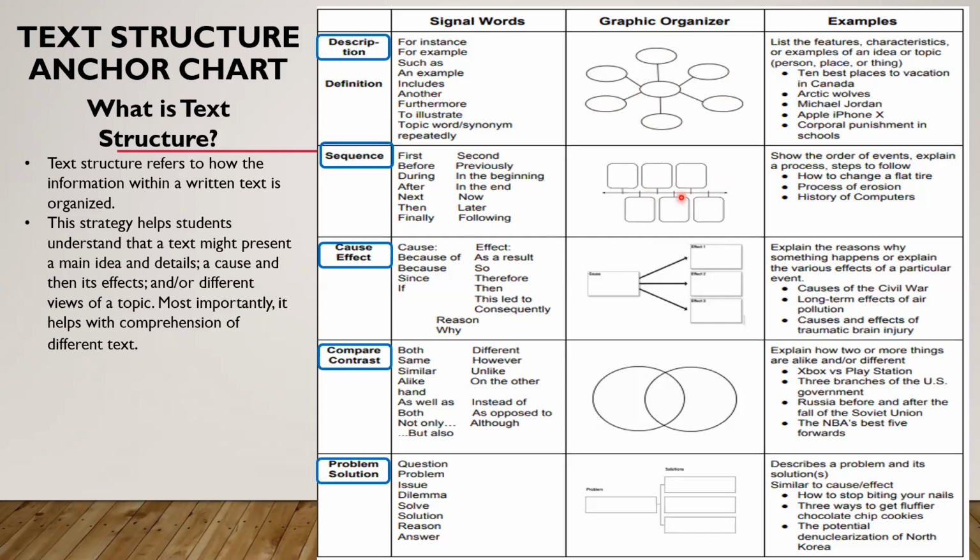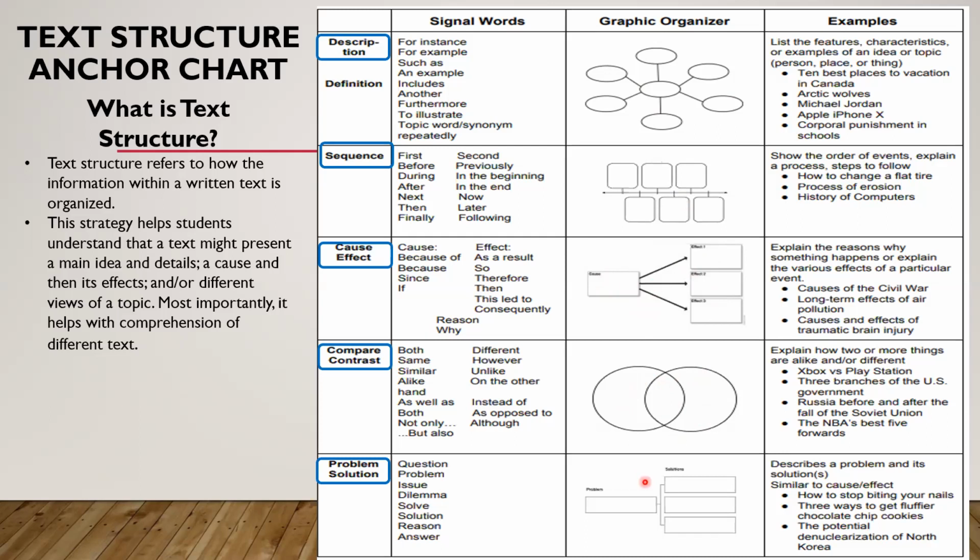And then sequence is when you tell about something, like how to make something, you're telling it in steps, or you're using dates to figure out how something happened in order. Then you have cause and effect, which is when you look for what was one cause and then all the things that happened because of that cause. And then you have the Venn diagram for compare and contrast, telling about what is the same and what is different about two things.